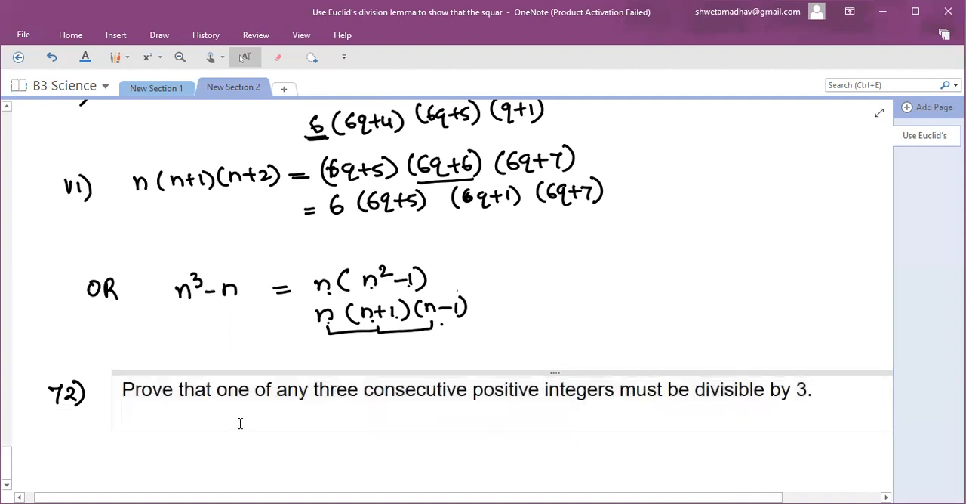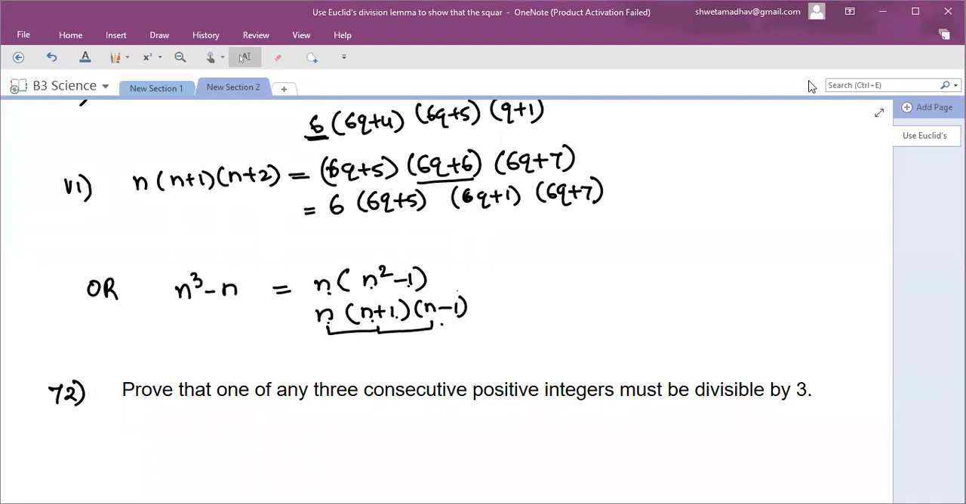Next question is prove that one of any 3 consecutive positive integers must be divisible by 3. Take any 3 consecutive integers, say 2, 3, 4. You have to show that any one of the numbers is divisible by 3. Out of 2, 3 and 4, only 3 is divisible by 3.